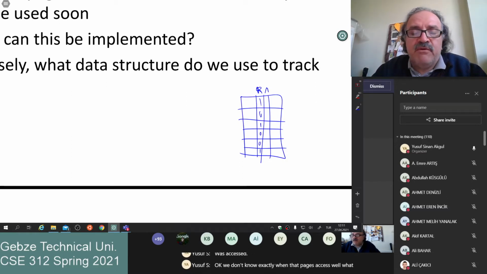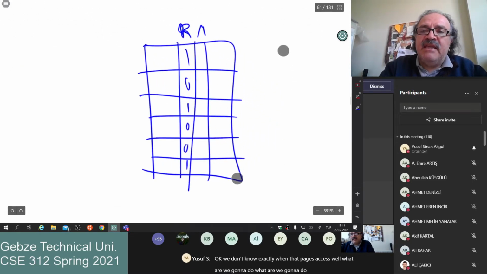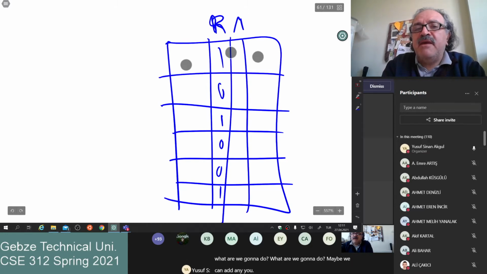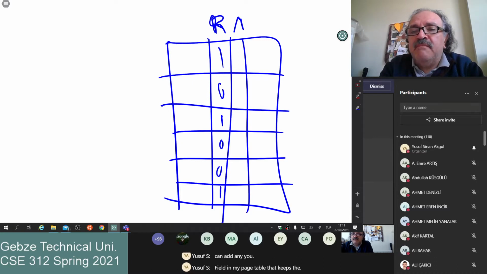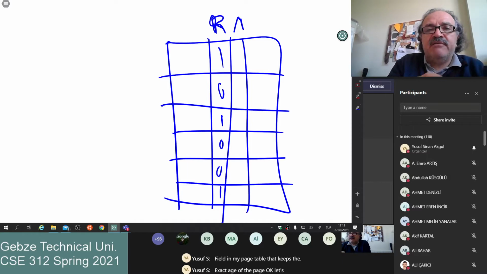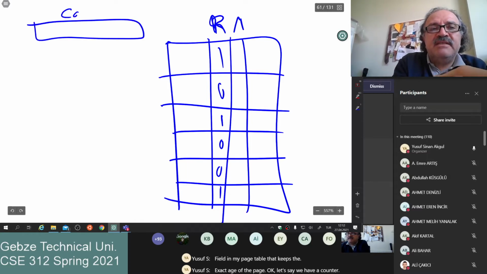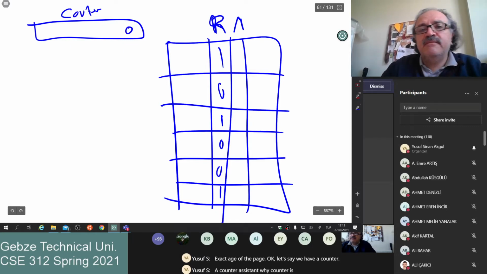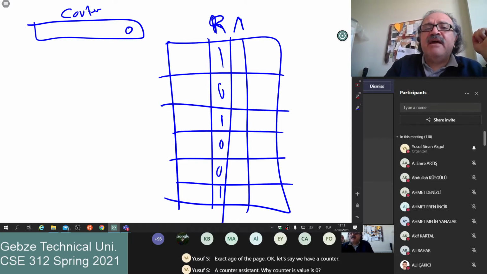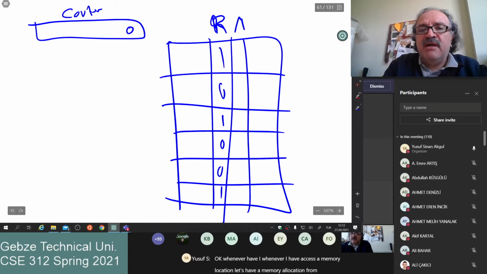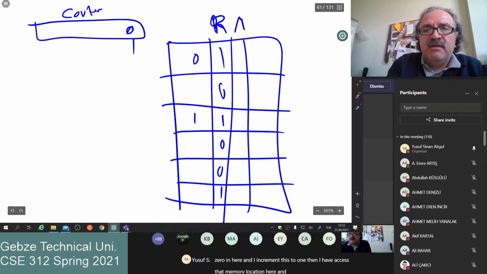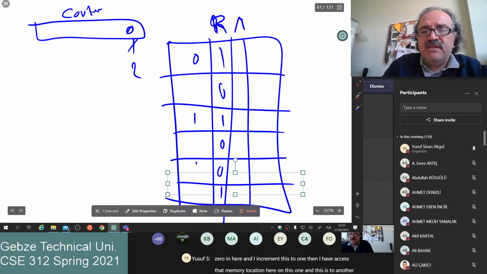So what are we gonna do? Maybe we can add a new field in my page table that keeps the exact age of the page. Let's say we have a system-wide counter. Its value is zero. Whenever I access a memory location from this page, I put zero in here and I increment the counter to one. Then I access the memory location here and this is one, and the counter is two. Another one, this is three.